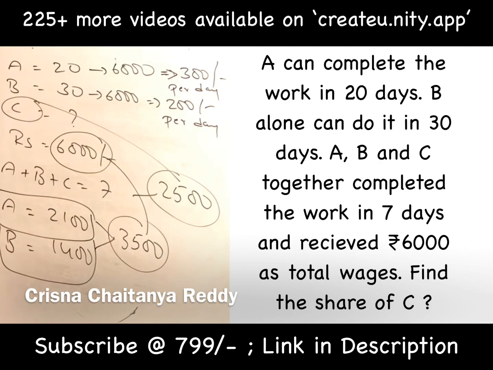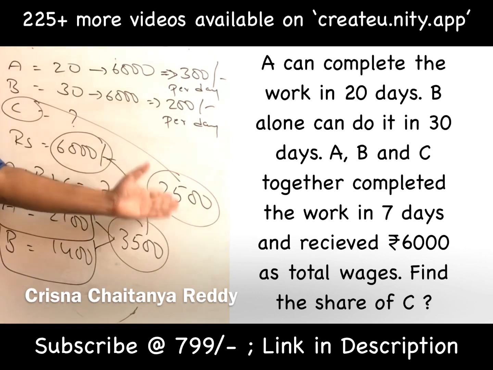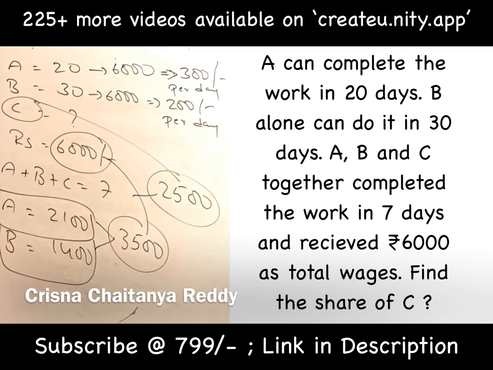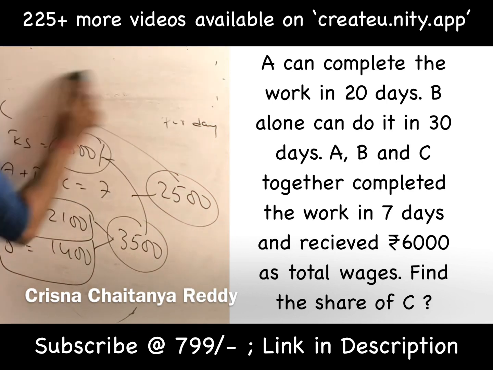You are paying for the work. A is doing the work worth 2,400, B is doing 1,400, the remaining work is done by C. That work worth is 2,500. I'll make it even more simple for you. Just pay your attention. It's very, very easy.